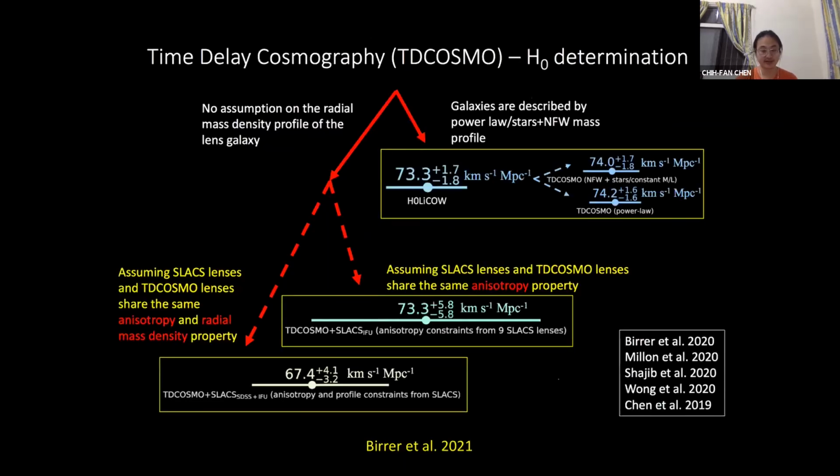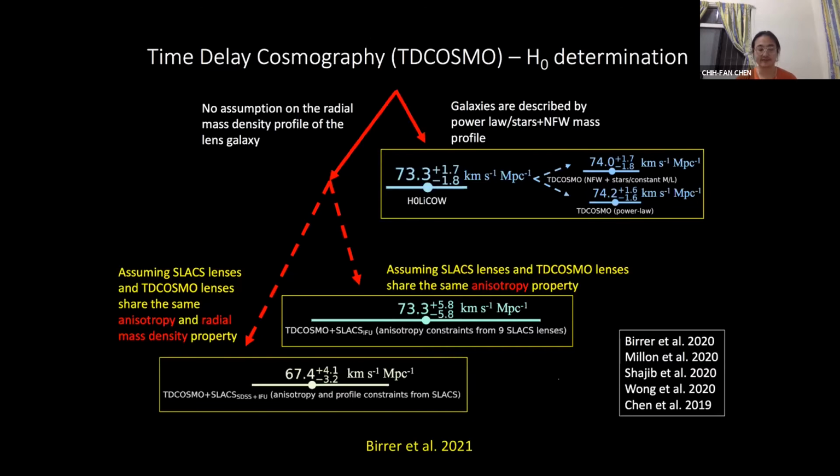So this is the summary of what we have. First, if the galaxy can be described by a power law, a composite model, the results robustly agree with the supernova calibrated by the Cepheids.